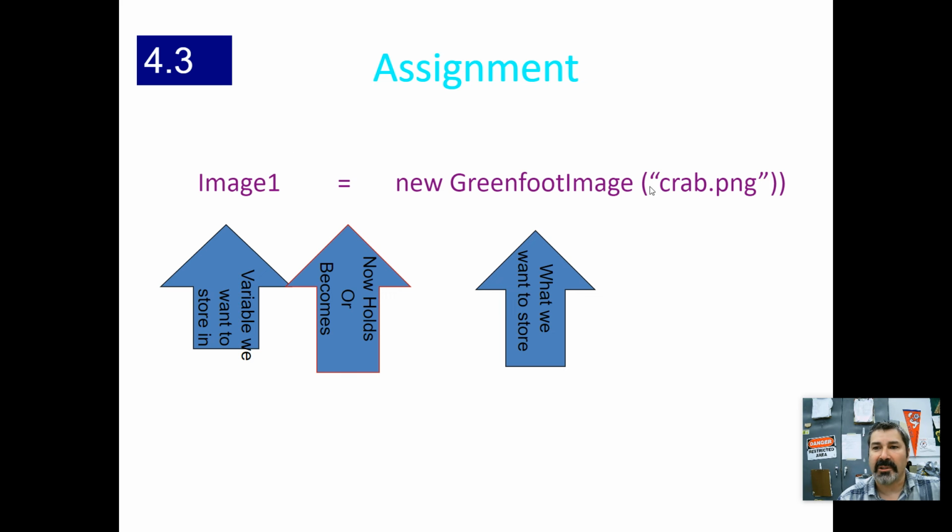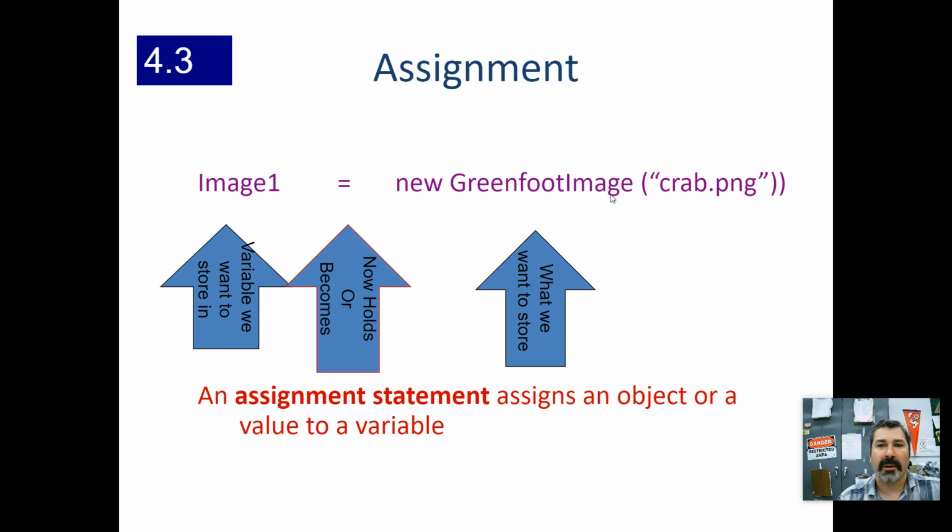All right, so here's how we're going to do it. This is the code. We're not typing this code in yet, but this is the code we're going to use. We're going to say image1, our empty box, equals a brand new Greenfoot image crab.png. So we're going to start up our Java factory. We're going to say, hey, let's look at the Greenfoot image blueprint and make another one of those robots. And this particular one is going to be holding an image called crab.png.